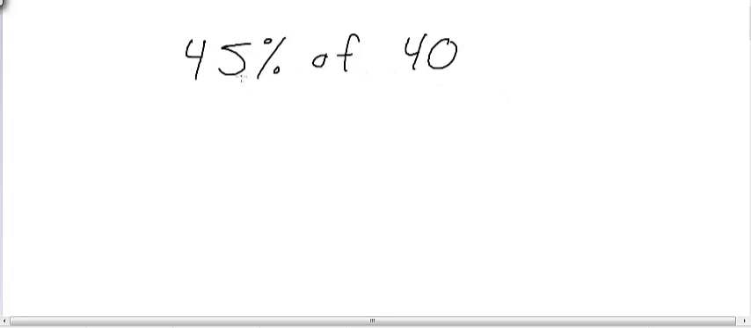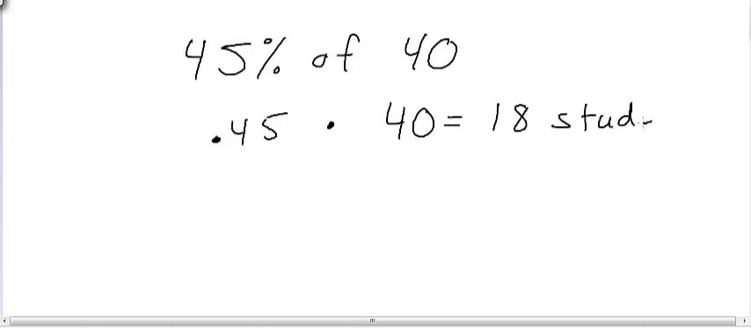Given my setup, I'll change 45 to a decimal. It becomes 0.45. Of translates to multiplication, and 40 is 40. So this is really a question asking what is 0.45 times 40, and that will give us 18. So we say specifically 18 students of the 40 got a C grade.